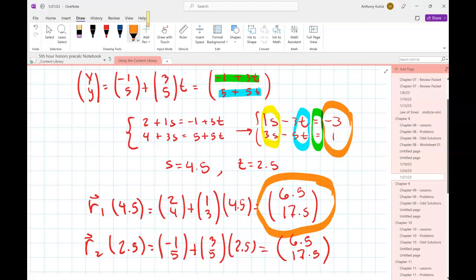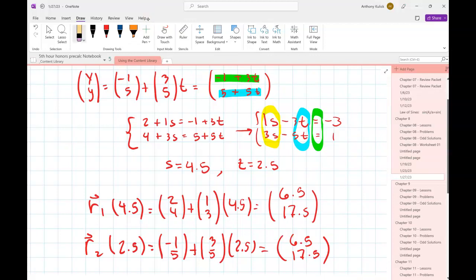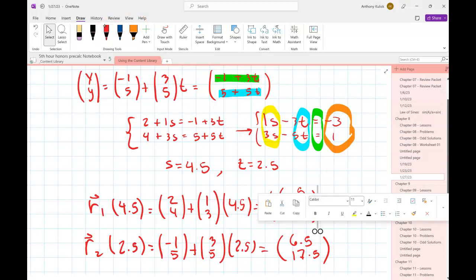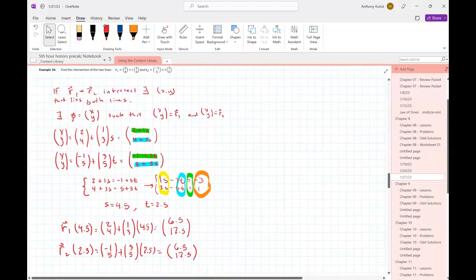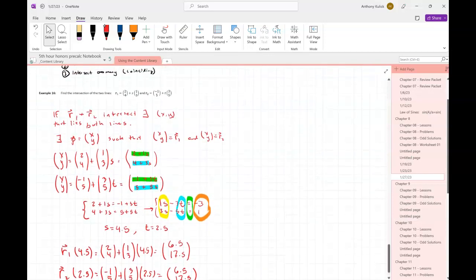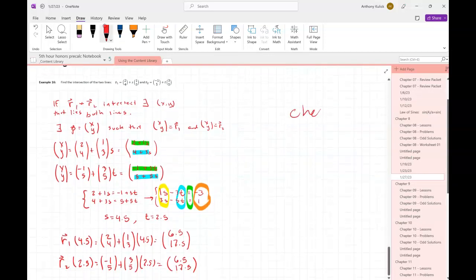Everybody's okay with that? Now, Braden made an excellent point early on, that the first thing we should really do is do some checks, right? We should check to see if R1 is parallel to R2. So how would I do that?